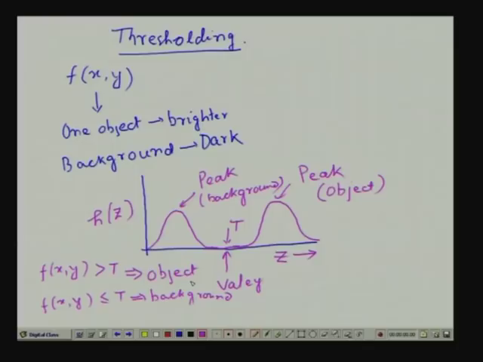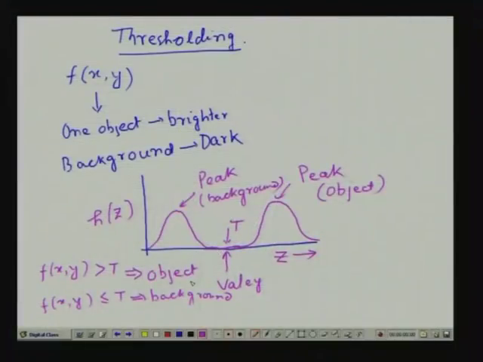So, what we have to do is choose a threshold in the valley region and then check the image. The segmentation is simply testing each and every pixel to check whether its intensity value is less than the threshold or greater than the threshold. If the intensity value is greater than the threshold, then we say that the pixel belongs to an object. Whereas, if the intensity value is less than or equal to the threshold, we say that the pixel belongs to the background.